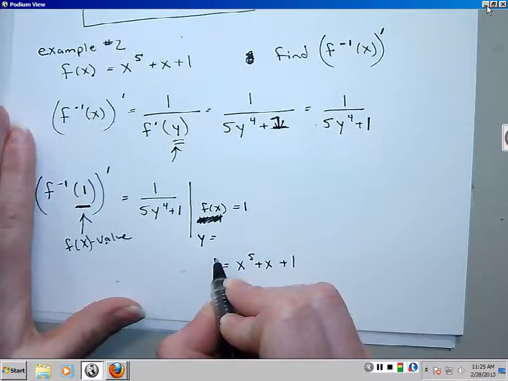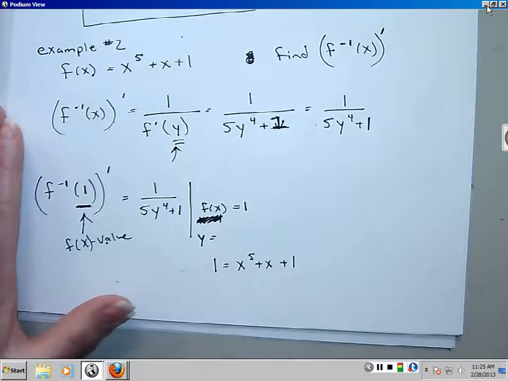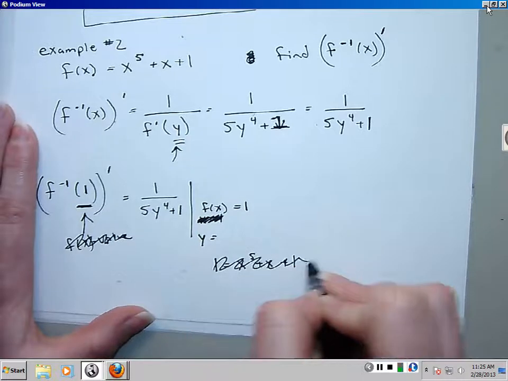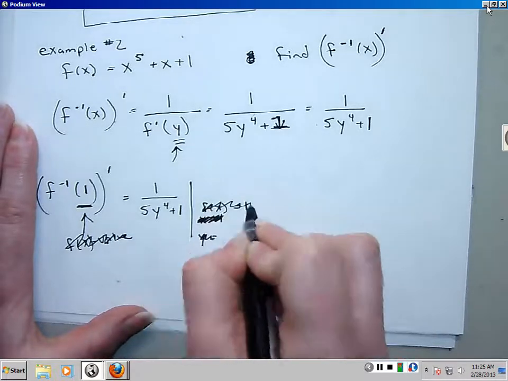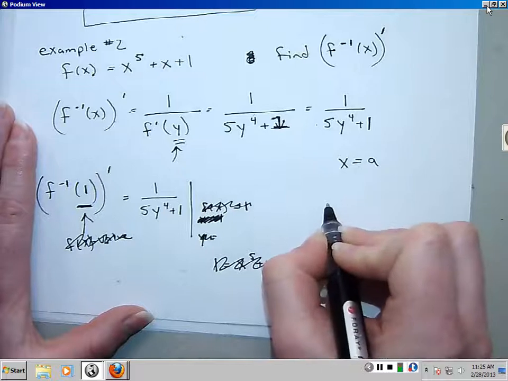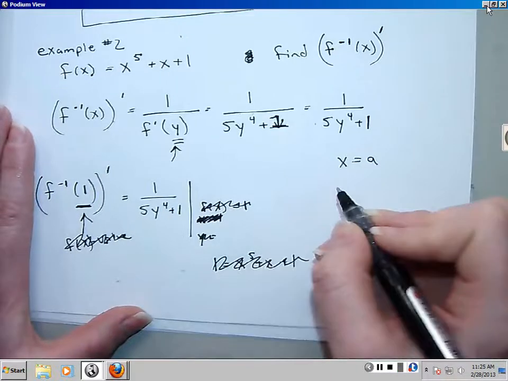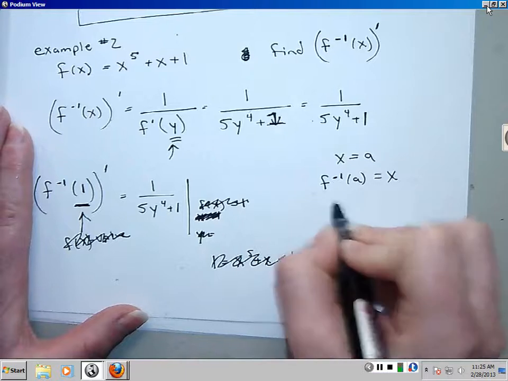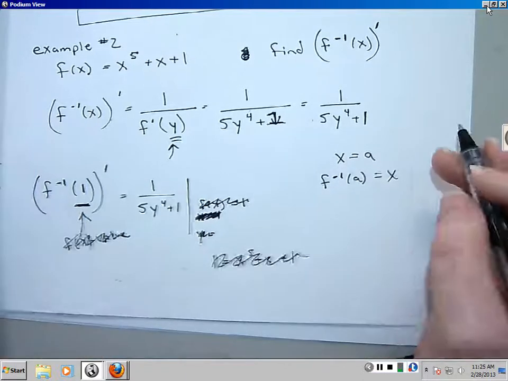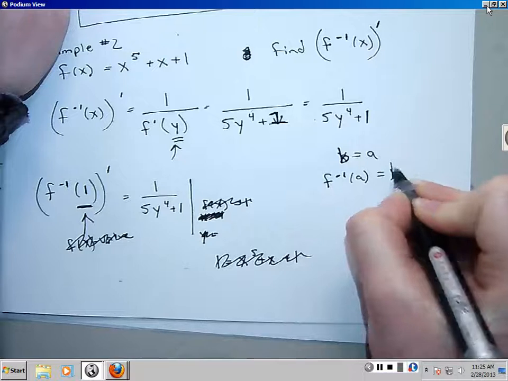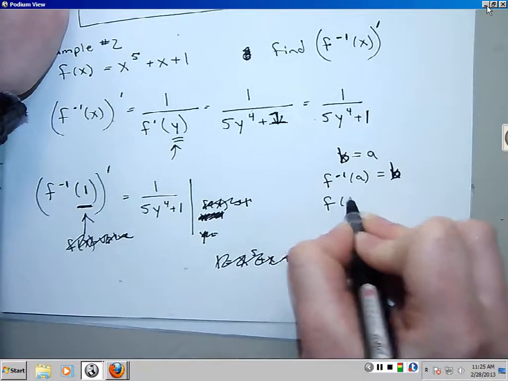So you're looking for, let's look at it in terms of a and b. Here I'm looking for the inverse at x equals a, so that tells me f inverse of a equals x. I shouldn't use x, I should use b. Let's use b for a minute. So that means f of b equals a.